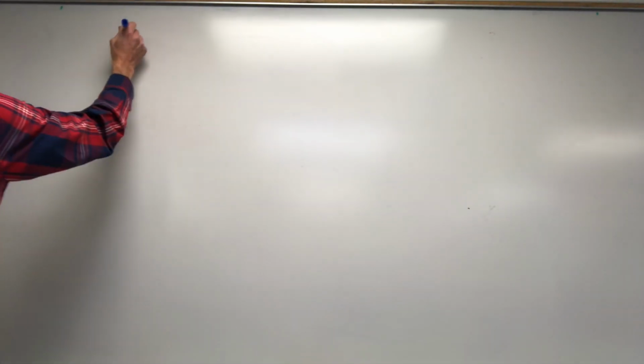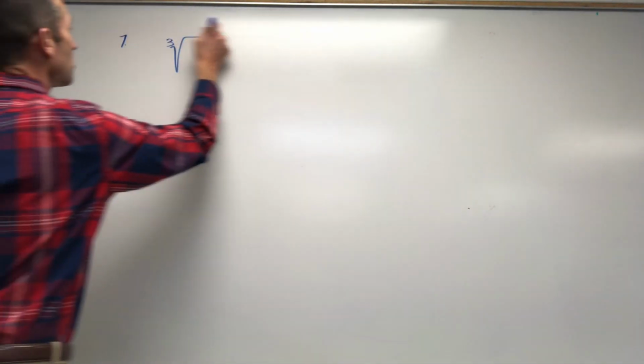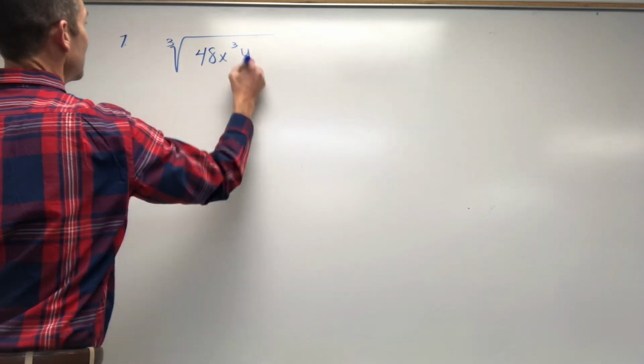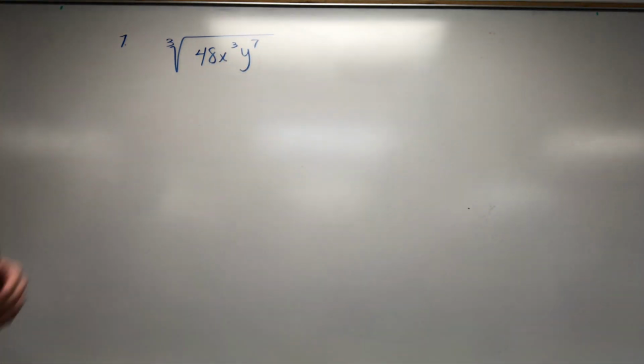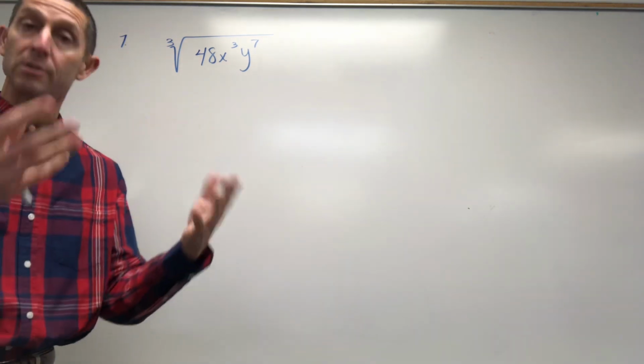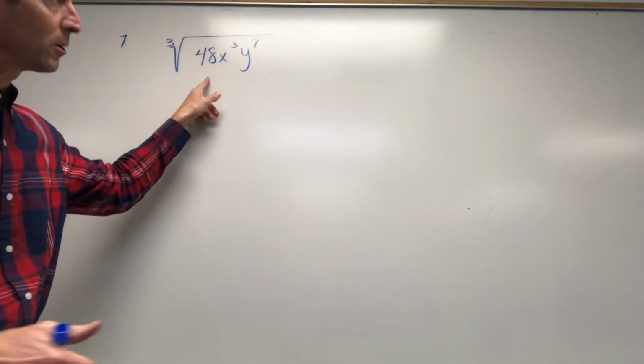All right, that was number 6. Here comes number 7. Let's do a cube root. Let's bump it up a notch. 48 x cubed y to the 7th. All right, let's do a cube root. Now we're going to start it the same way, even though it's gone from square root to cube root. Start it the same way. Grab the 48.